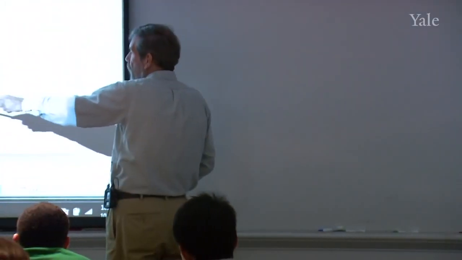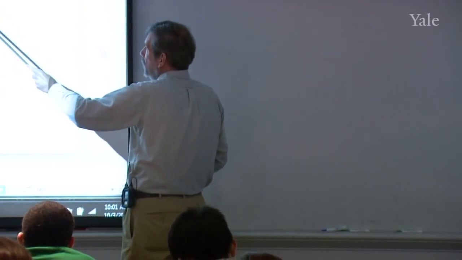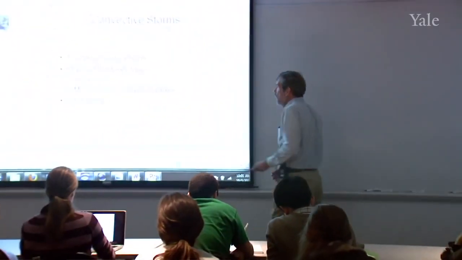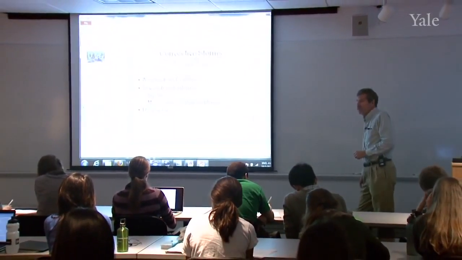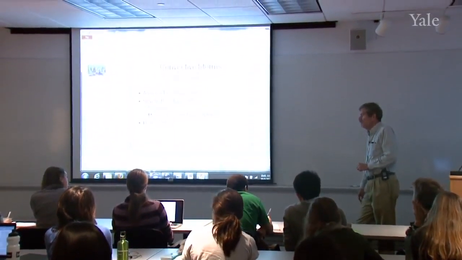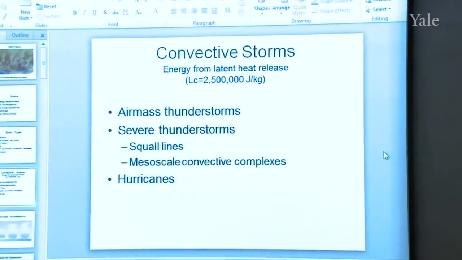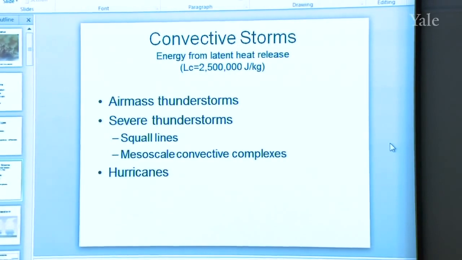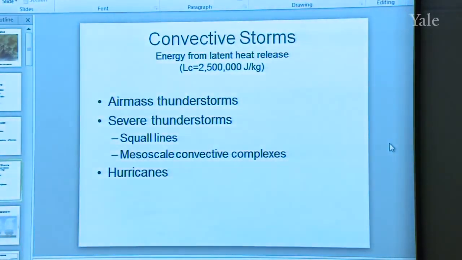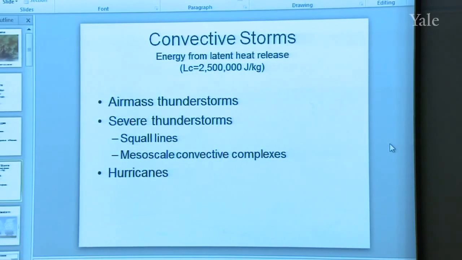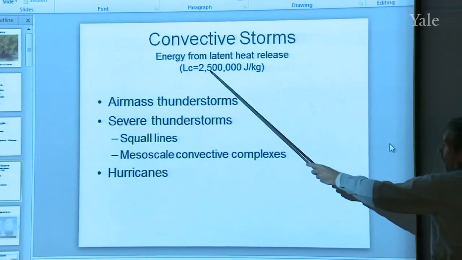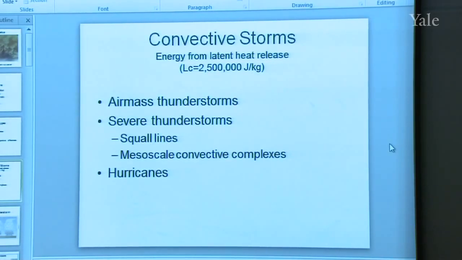So what I'm saying is that all of these storms are driven by the energy from latent heat release. And remember, that number is about 2.5 million joules per kilogram of water vapor. So for every kilogram of water vapor that you condense, you get 2.5 million joules of energy added to the atmosphere in the form of heat, but then that may make that air rise, and that'll get the whole storm going. So it all goes back to this rather large latent heat that's present when water vapor condenses.